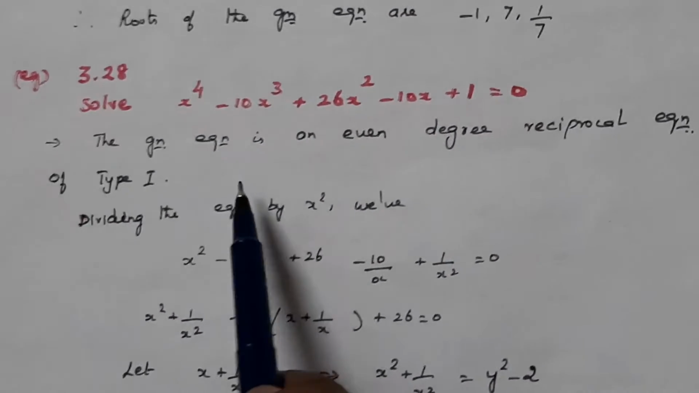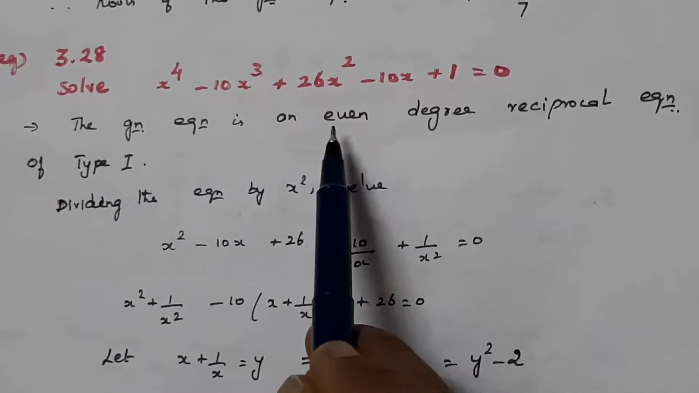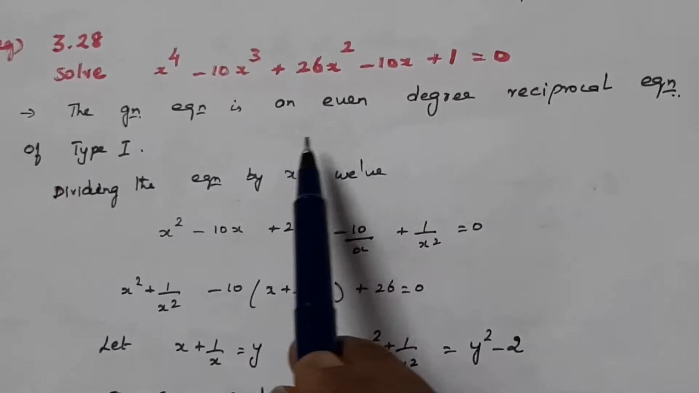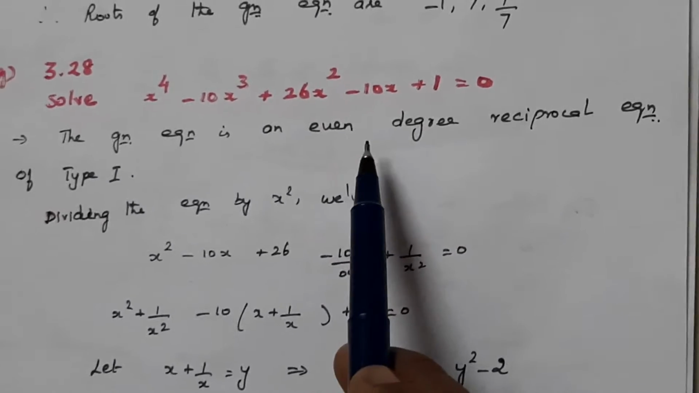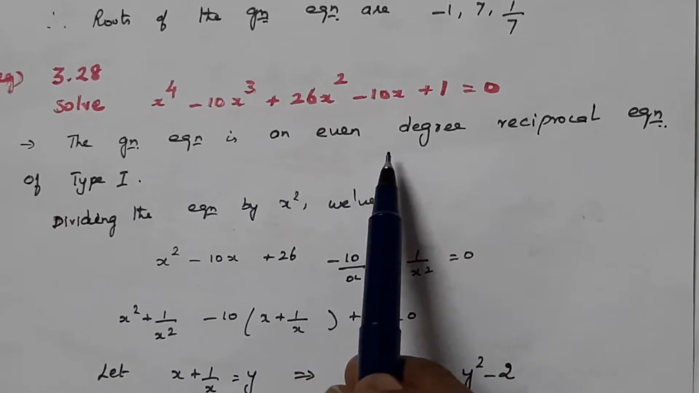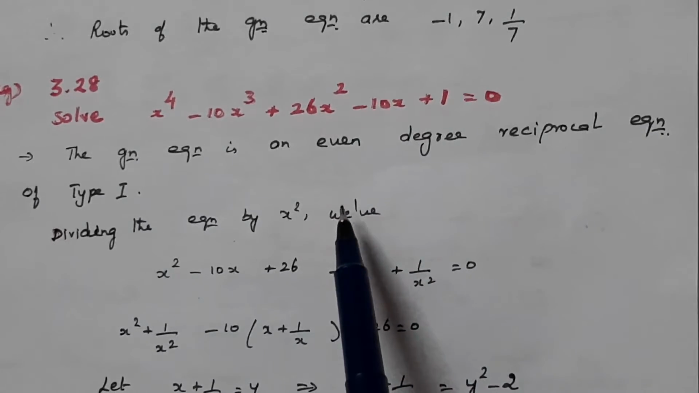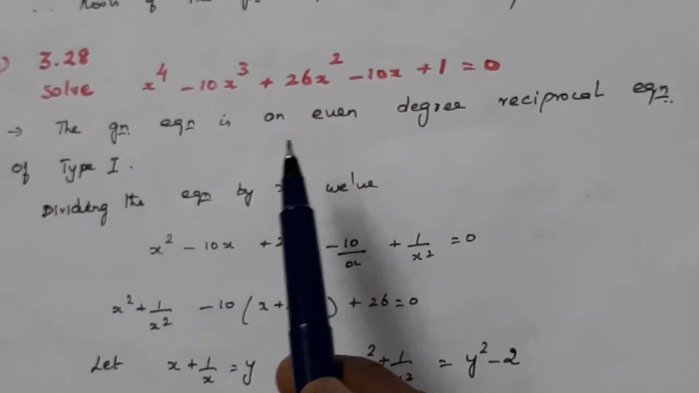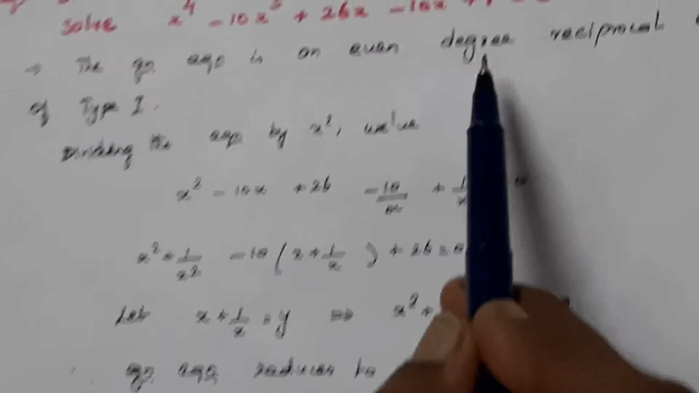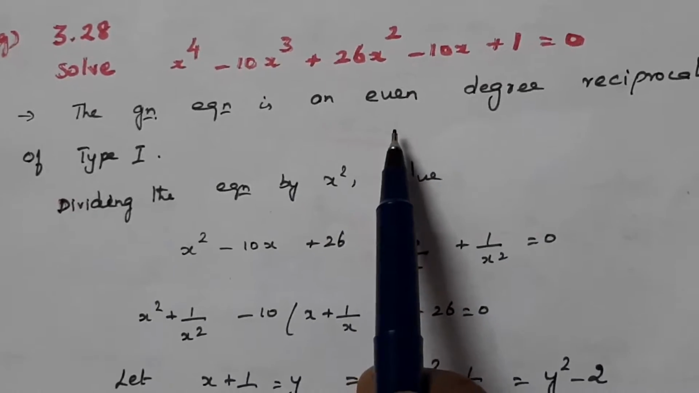Now, we know for type 1, if it is even degree, there is no condition whether x is equal to plus 1 or minus 1 will be a solution. So no condition is there. So you have to find out the solution in some other method. Let us use the technique for even degree reciprocal equation. What is the technique?